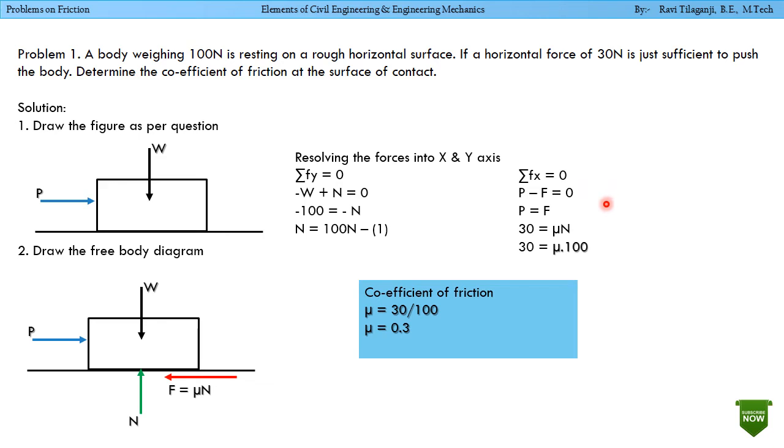Summation F of X equals 0, P minus F equals 0. P equals F. So P is given as 30 Newtons equals mu into N. 30 equals mu into N, N value is 100 from equation number 1. Now we have coefficient of friction from this part, mu equals 30 divided by 100. Therefore mu equals 0.3. So also we know that mu equals F divided by N.